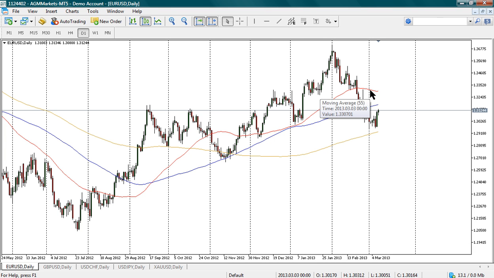For any new followers, we have 3 moving averages on each of these charts. The red one is a 55 simple moving average, the blue is a 100 simple moving average, and the gold one is a 200 simple moving average.